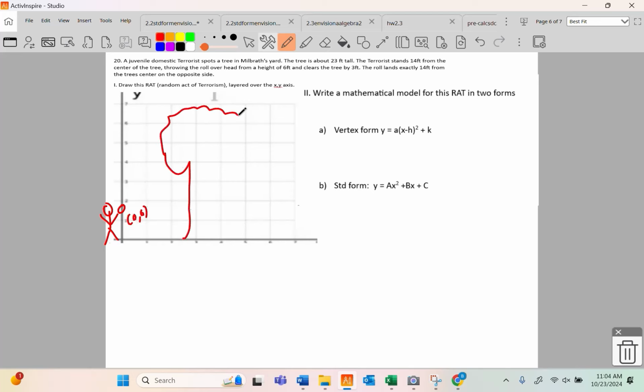Now, the kid was exactly 14 foot from the center of the tree, so that would make the center of the tree 14, 0. And it landed exactly 14 feet from the tree center on the other side, so that would make this 28, 0. I clear the tree by 3 feet. It's a 23 foot tall tree, so this has to be 14, 26.